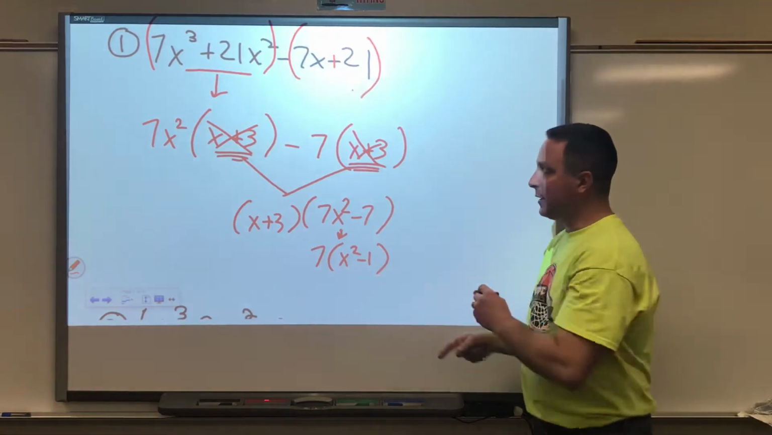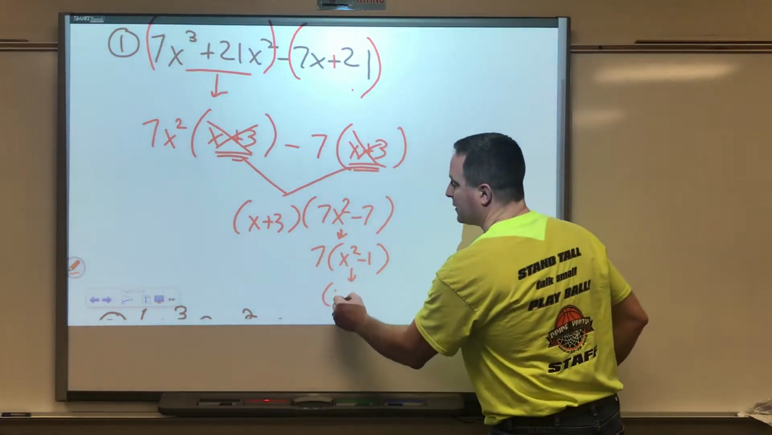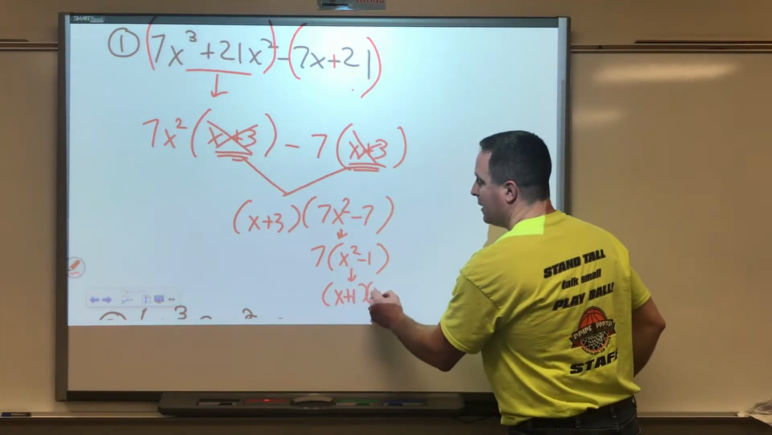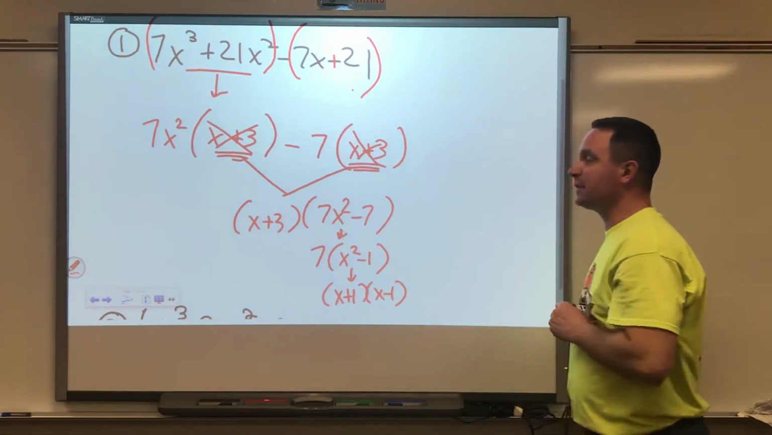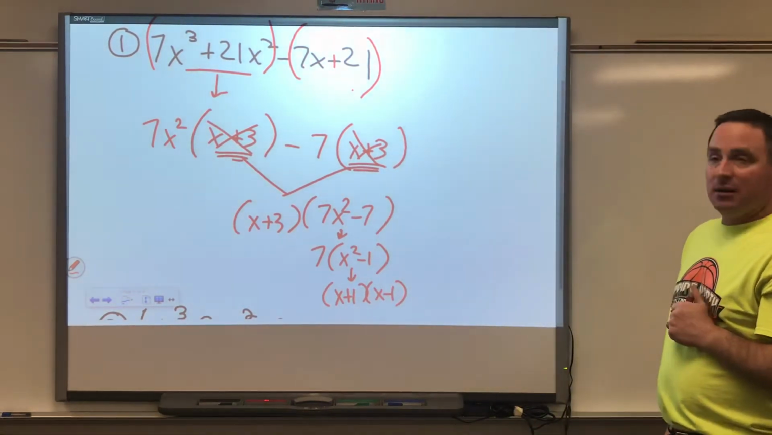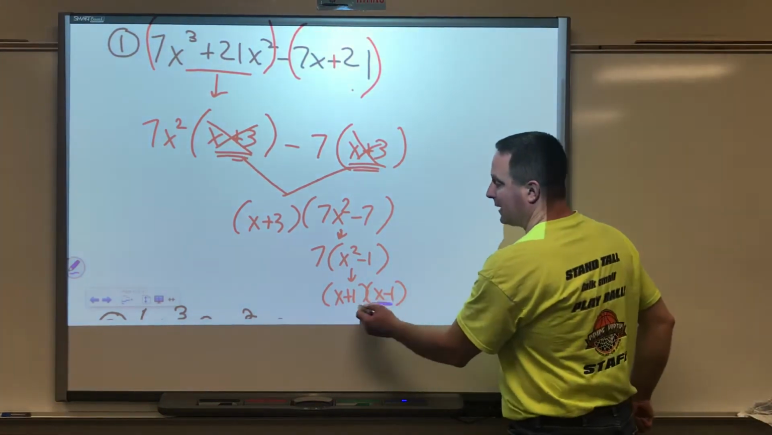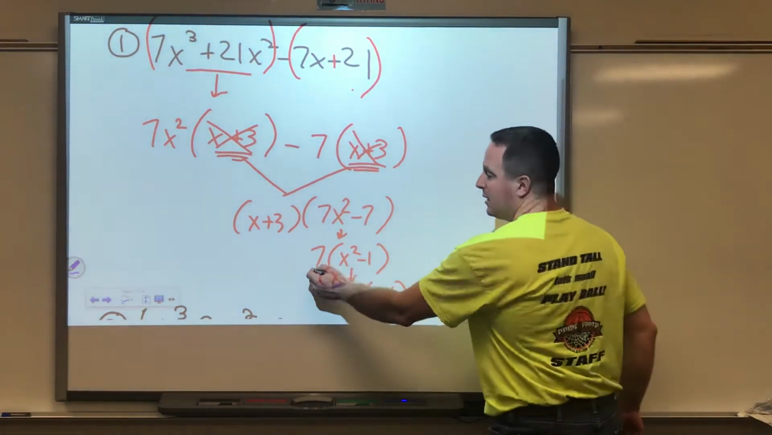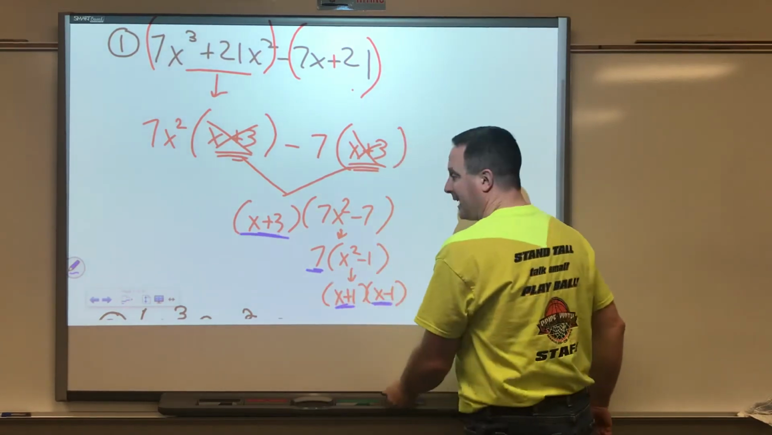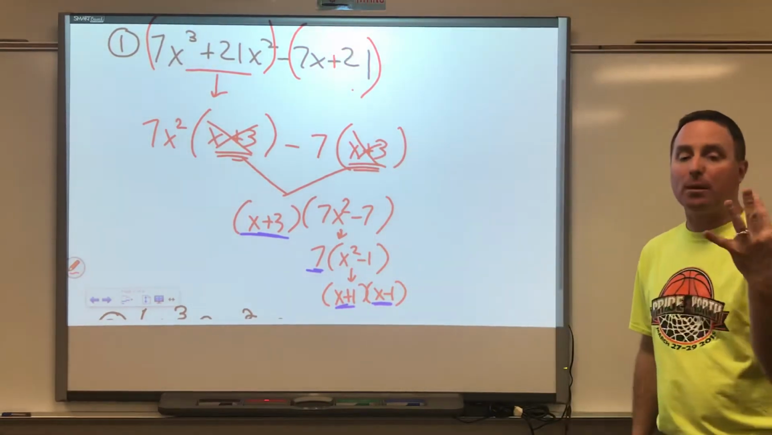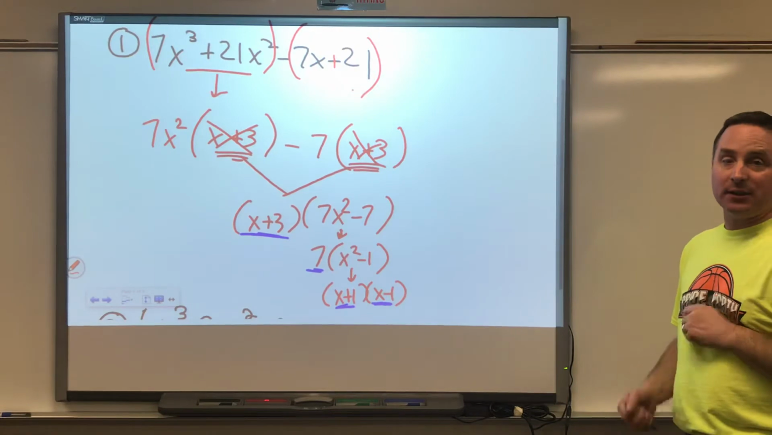And this might look familiar. I could even take this one more time. This turns into x plus 1 and x minus 1. They're a difference of perfect squares. Okay, so holy mackerel, look what I have for my answer here. I got an x minus 1, an x plus 1, a 7, and an x plus 3. This one has 4 parts to our answer.